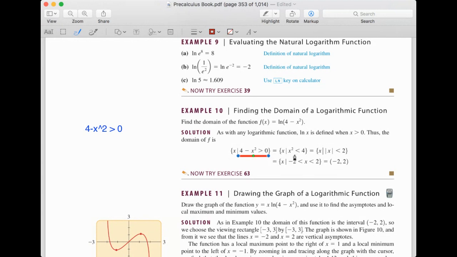That means x squared is less than 4. That means the absolute value of x has to be less than 2. So that means the x value has to be restricted to negative 2 to 2. All right, negative 2 to 2. So this is the domain of this log function.